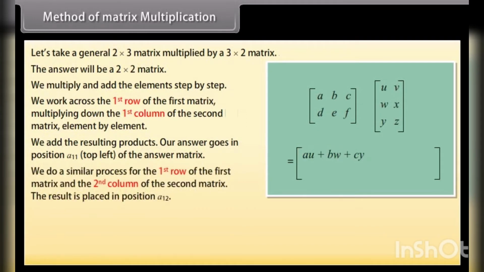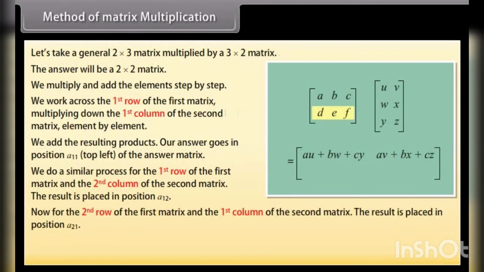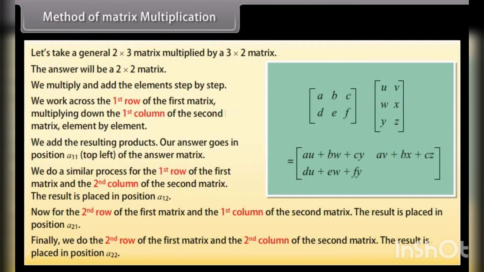We do a similar process for the first row of the first matrix and the second column of the second matrix. The result is placed in position a12. Now for the second row of the first matrix and the first column of the second matrix, the result is placed in position a21. Finally, we do the second row of the first matrix and the second column of the second matrix. The result is placed in position a22.